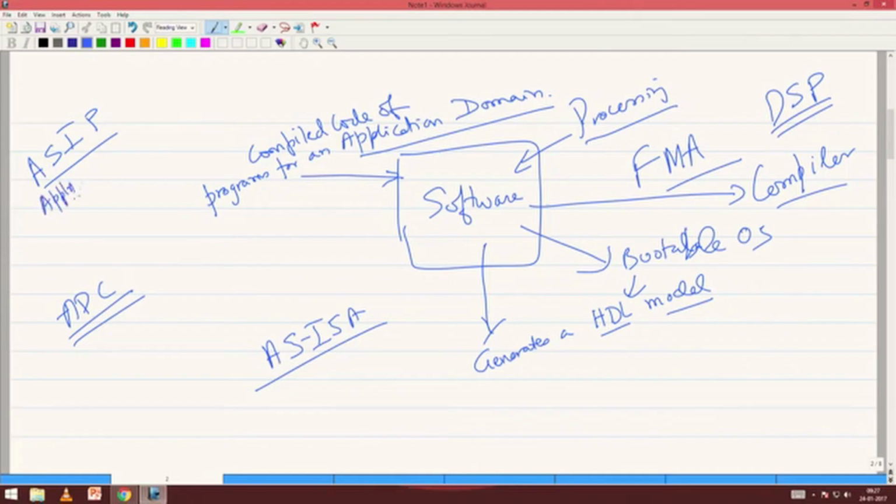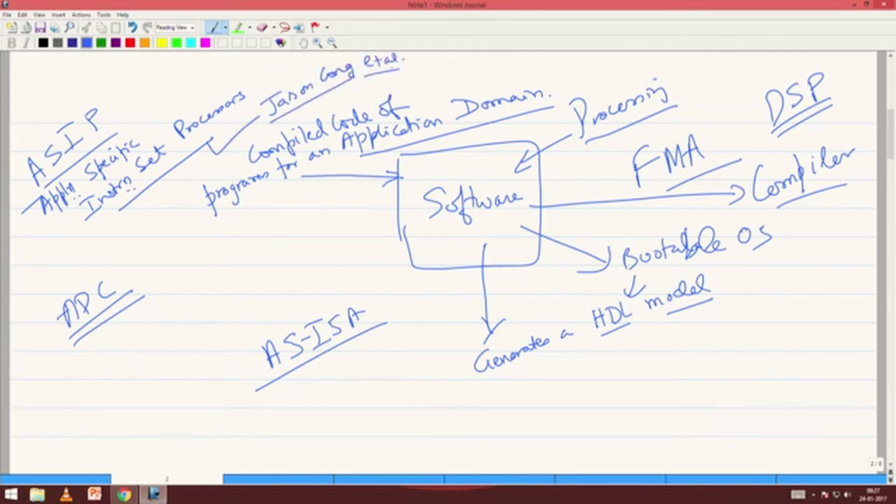Application-specific instruction set processors, by Jason Kong et al. Et al means etc. There are many authors for that paper.